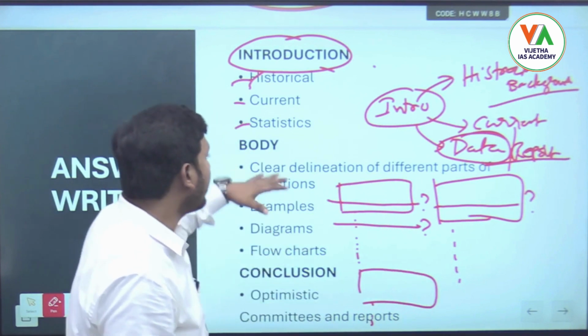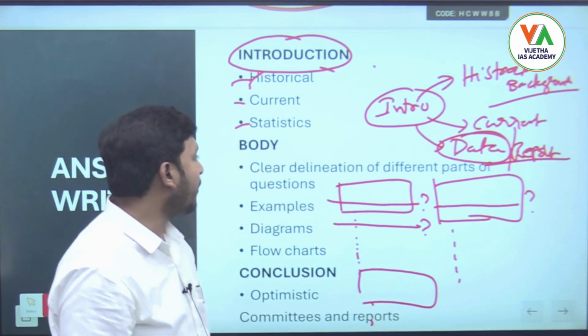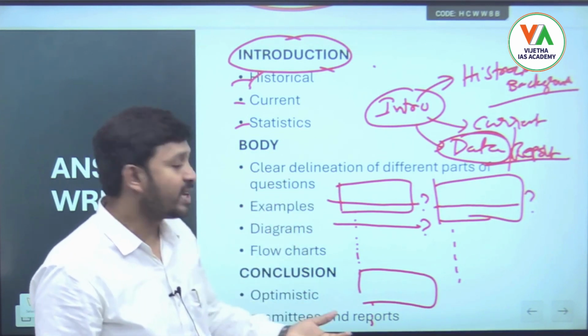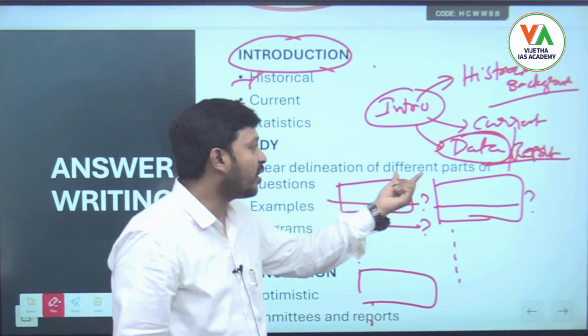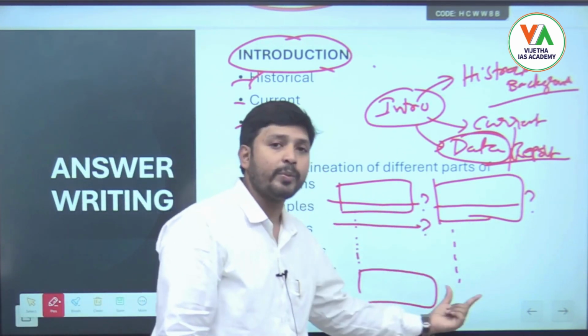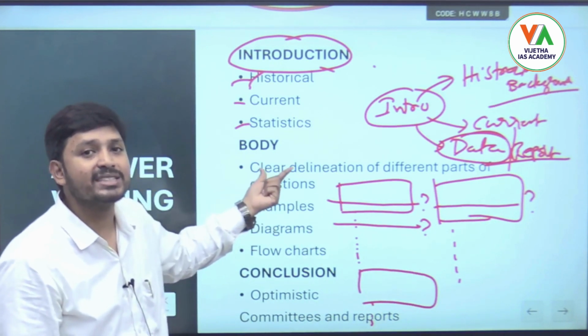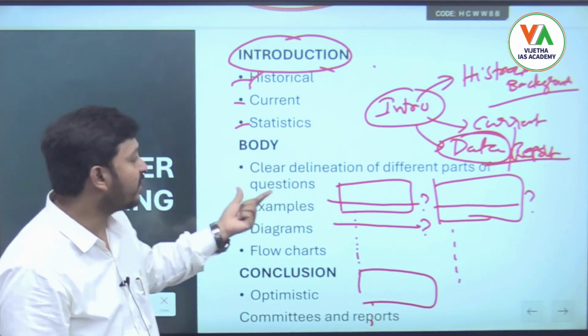So like that, whatever the main question that has been asked, everything should come in the body part. Okay, so if you see here, there should be clear delineation of different parts of the question, because here they are asking different subcomponents, right? So each and every subcomponent has to be differentiated and written as a separate side heading, and under each side heading we have to write different points.